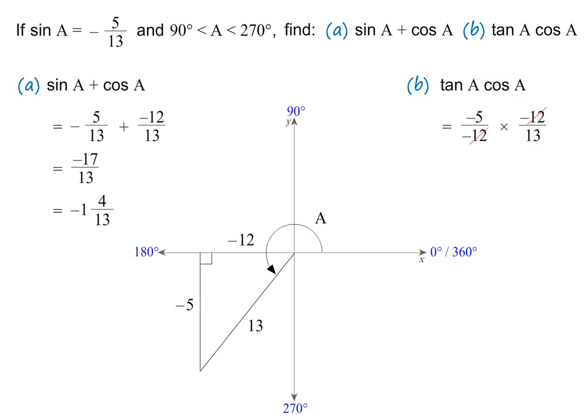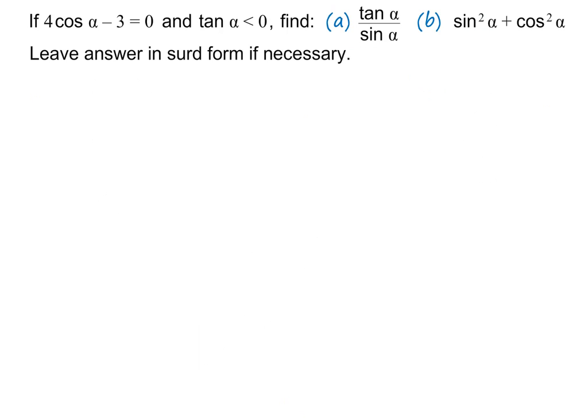We can then cancel the minus 12s. The answer to Part B is therefore minus 5 over 13. This completes the question. Please pause the lesson if you need more time to check the working. Let's do another example together.